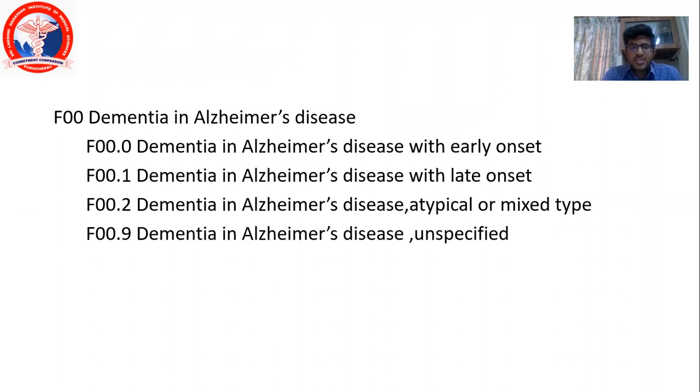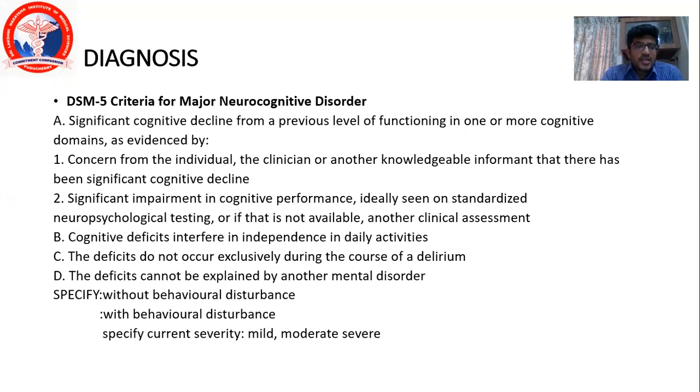According to this ICD coding, there is dementia of Alzheimer's with early onset, late onset, and atypical or mixed type, and unspecified. Now the DSM-5 criteria. There is a significant cognitive decline from a previous level of functioning in one or more cognitive domains, as evidenced by concern from the individual, the clinician, or another knowledgeable informant that there has been significant cognitive decline, and significant impairment in cognitive performance, ideally seen on standardized neuropsychological testing, or if that is not available, another clinical assessment.